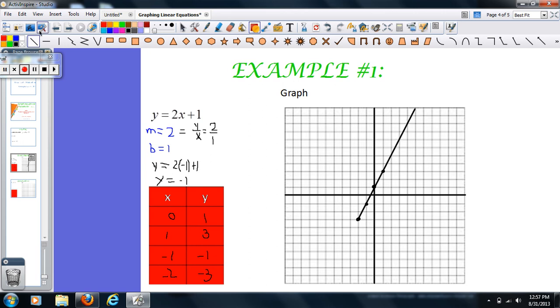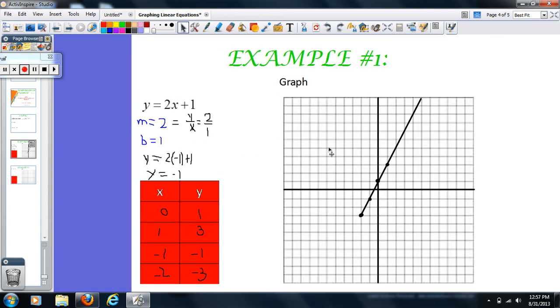And when you graph your lines, I want you to be using a ruler to do these, okay? Put the arrows on your graph, because this doesn't just stop at the bottom of the graph. This continues forever.